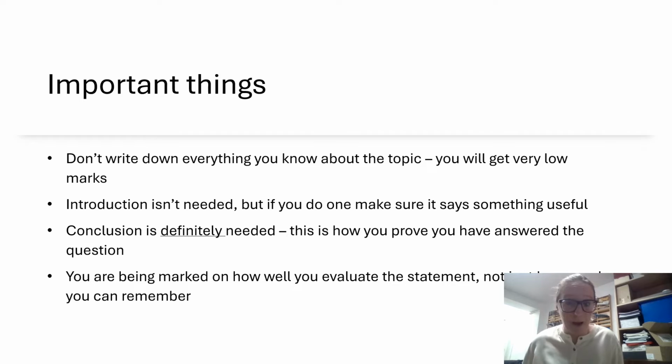Like I've said before, I'm going to bang on about this all the way through. A conclusion is definitely needed. It's non-negotiable. If you don't include a conclusion, straight away, I think you're limiting yourself to about 7 out of 15, which is not very helpful. And again, don't go mad with the knowledge, because your knowledge will come across if you evaluate well enough, if you have the argument. The examiner is looking at how well you evaluate the statement. They're not looking at how much you can remember about the design argument or natural moral law or whatever it is. So be careful there.